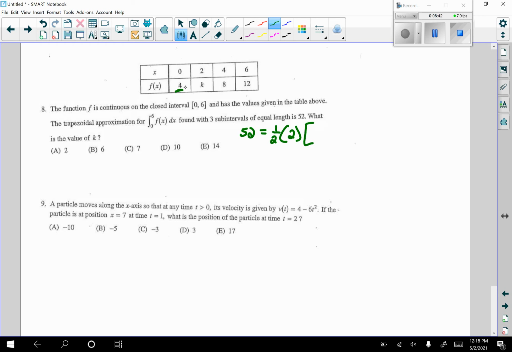Trapezoidal rule means we just take the 4 once, and then we double everything in the middle, so it's going to become plus 2k plus 2 times 8 is 16, and then we just have one of the last values, which is plus 12. So we get 52, half of 2 is just 1. So we're going to get 4 plus 16 plus 12 will give us 32 plus 2k. So that's 20 is equal to 2k, and k is equal to 10.